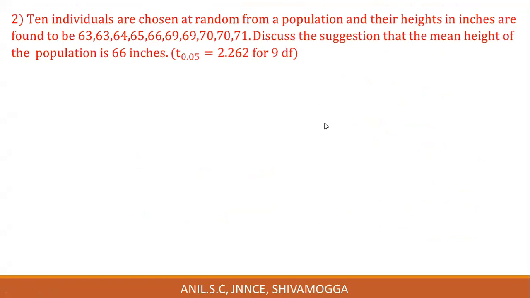There is one more similar problem. You keep this problem for homework. This is also a question paper problem. 10 individuals are chosen at random from a population and their heights in inches are found to be 63, 63, 64, 65, 66, 69, 69, 70, 70, 71. Discuss the suggestion that the mean height of the population is 66 inches.